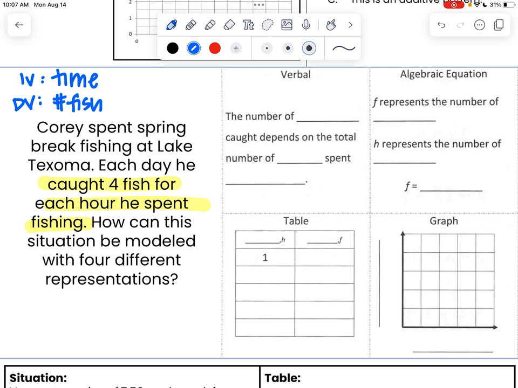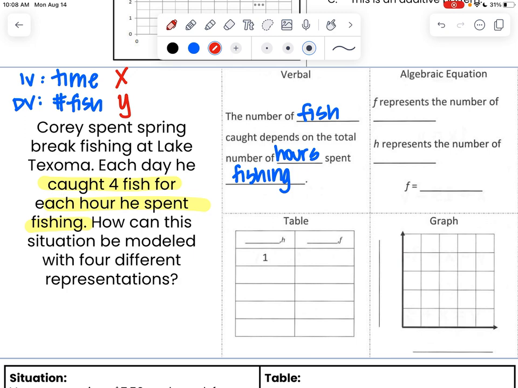The more time that I'm out there, the more fish that I catch. And the less time I'm out there, the less fish that I would catch. So when I go to fill in the blank, it's the number of fish caught depends on the total number of hours spent fishing. And what they're really having us do is identify our X and our Y right here. Independent variables are X, dependent variables are represented with Y.